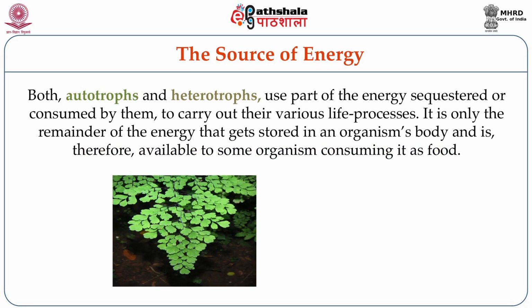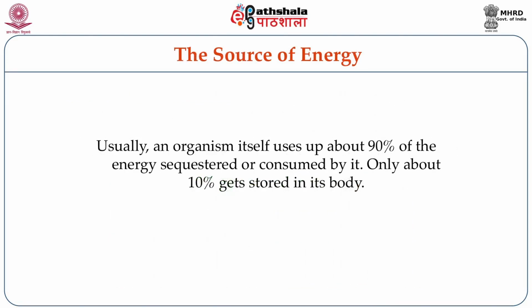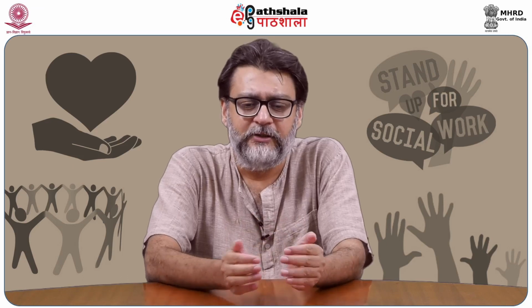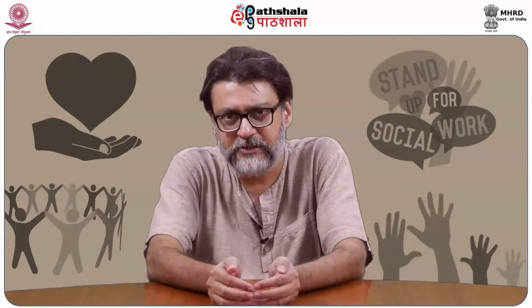Both autotrophs and heterotrophs use part of the energy sequestered or consumed by them to carry out their various life processes. It is only the remainder of the energy that gets stored in an organism's body and is therefore available to some organisms consuming it as food. Usually, an organism itself uses about 90% of the energy sequestered and consumed by it. Only about 10% gets stored in its body. Now we have looked at the ultimate source of energy, the sun, and how much of it actually reaches the biotic world.